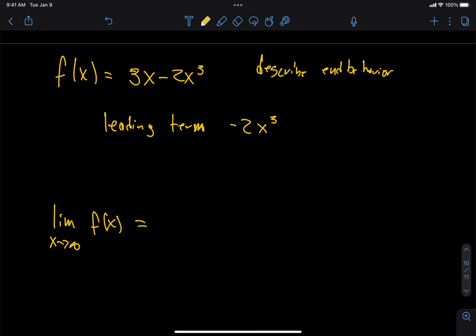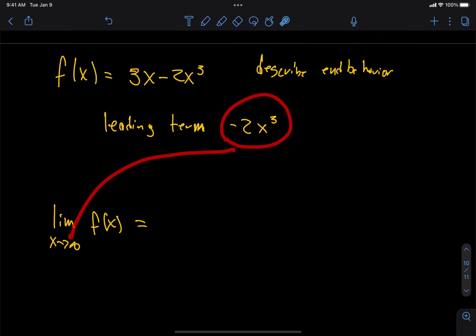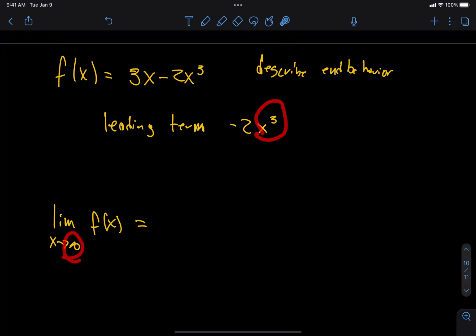So negative 2x cubed. What happens to this number when x becomes really, really big? Well, I take a really, really big number, cube it, and then multiply by negative 2. Is that going to give us negative infinity or positive infinity? Negative. Why negative? Because if you're multiplying by a huge positive number, it's still going to be negative. Exactly. I take a huge positive number, multiply with a negative, and that gives me a negative number. So the limit as x goes to infinity is negative infinity.